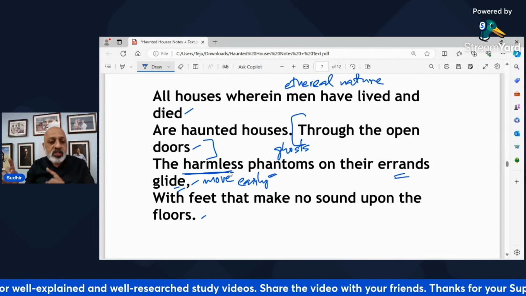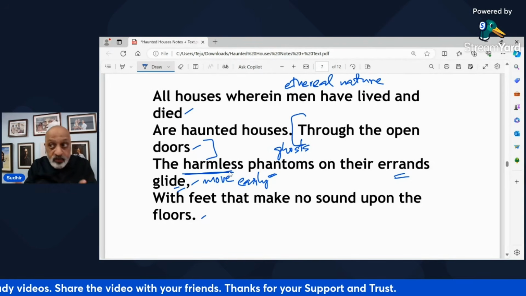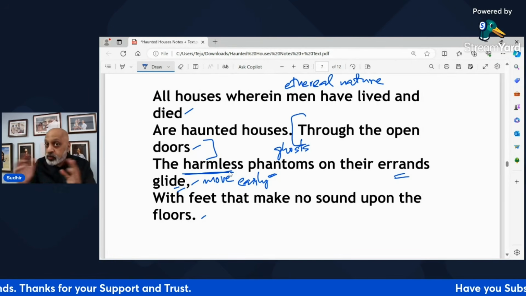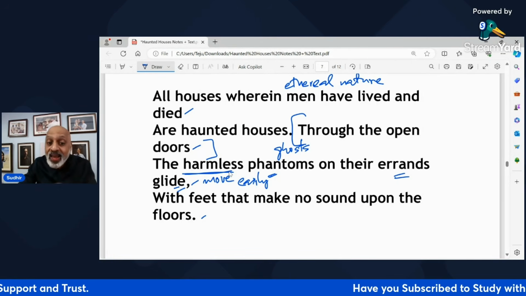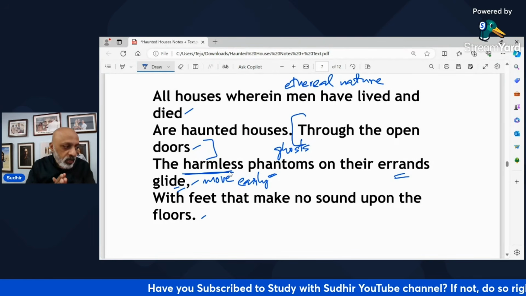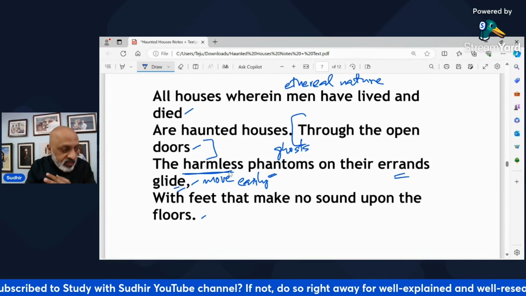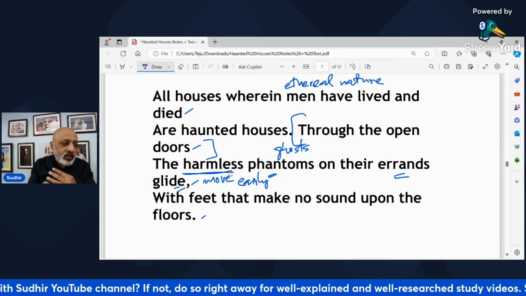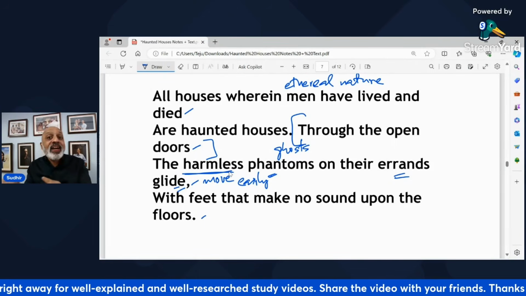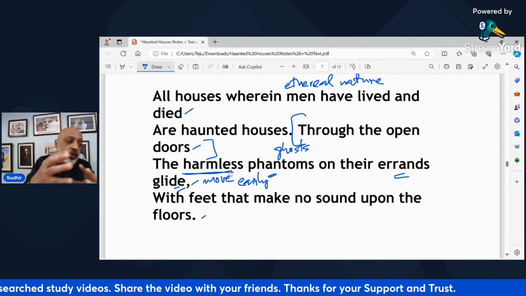Feet that make no sound upon the floors. It suggests that they don't make their presence felt. Because if they're walking on the floor, it would make a noise. But no, it is not making any kind of sound. So they're not making their presence felt in any way. So it reinforces the idea that the ghosts are not physical beings and they do not interact with the physical world by way of creating sound. Okay, so it's a reference to a sound imagery, but sound that does not exist.